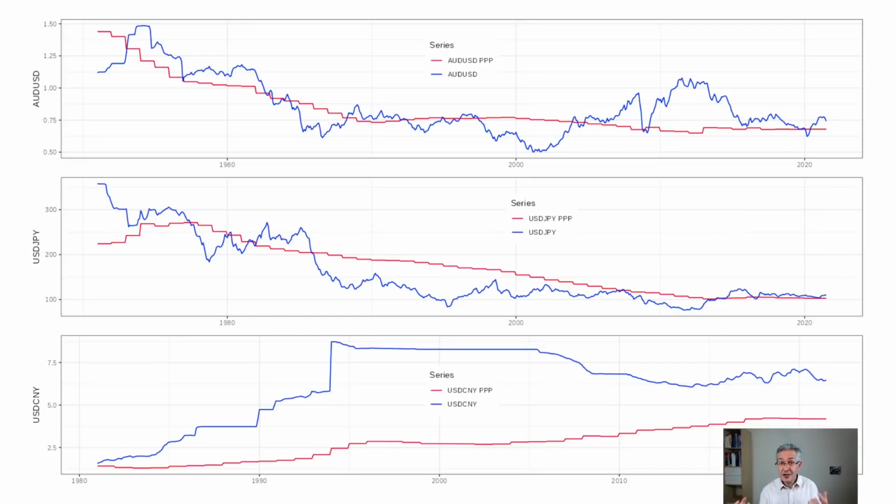And one politically charged currency pair is the US dollar versus the Chinese yuan. What you can see here is that the yuan is undervalued, so you get lots of yuan per dollar, more than you'd expect with a purchasing power parity model. And that's been true since the early 1980s. Now, what some US politicians claim is that China's deliberately weakening their currency so Chinese exports look more attractive than US exports. How could China do that?